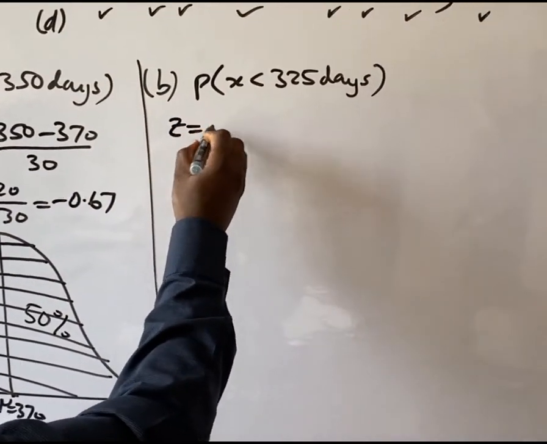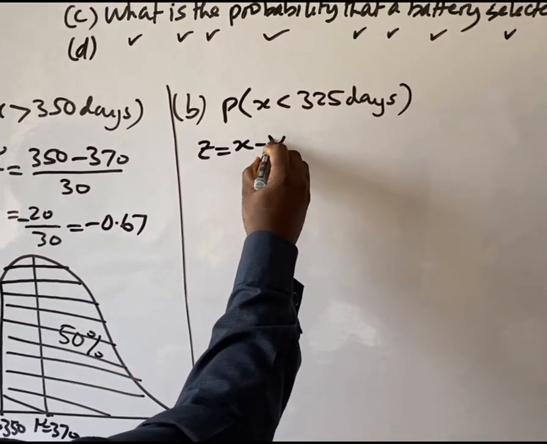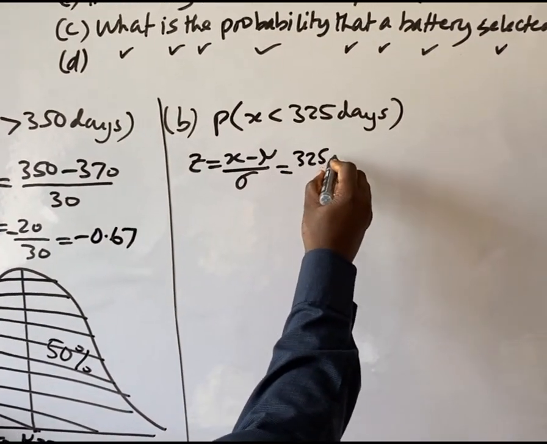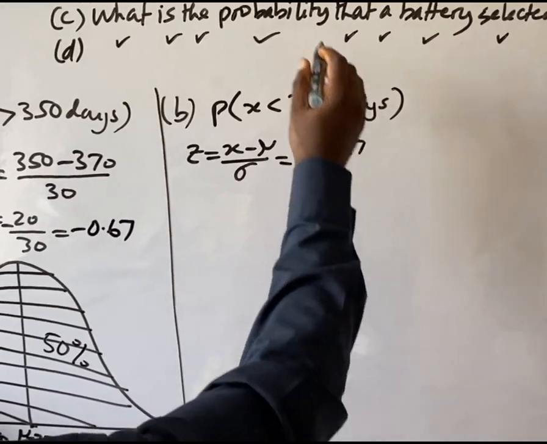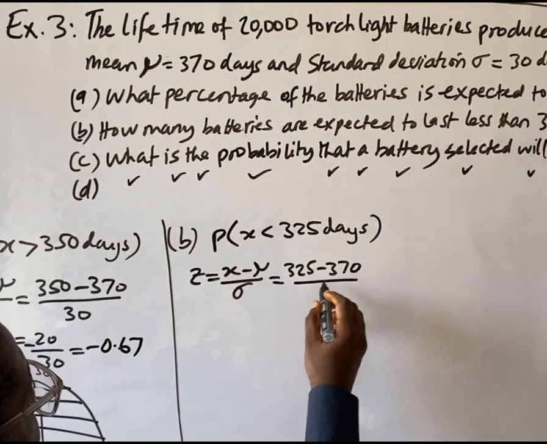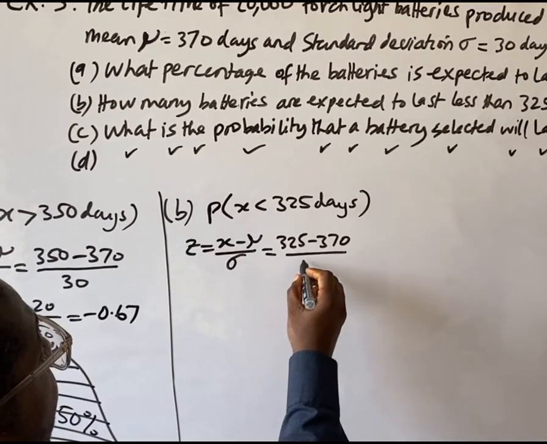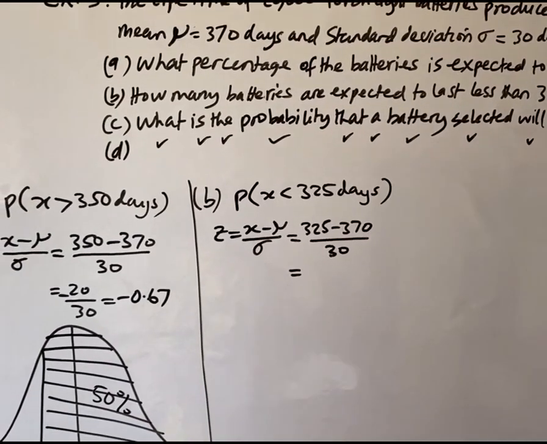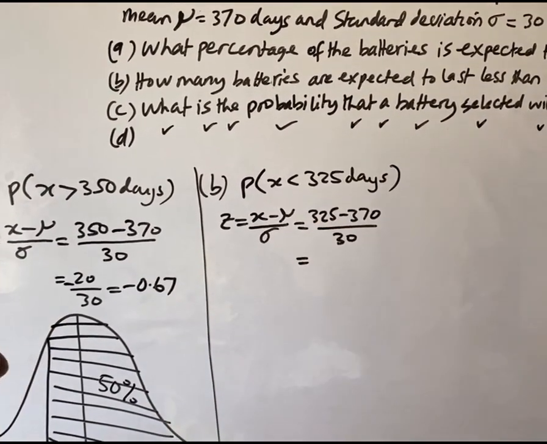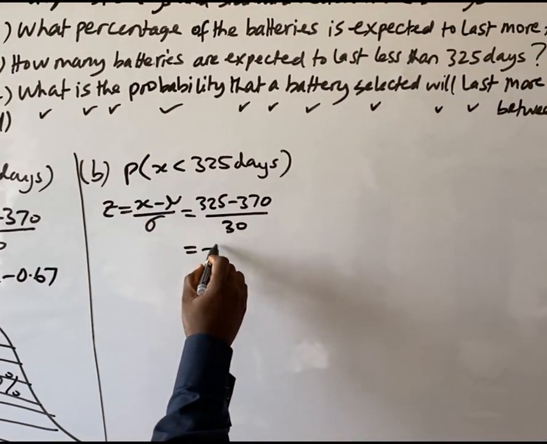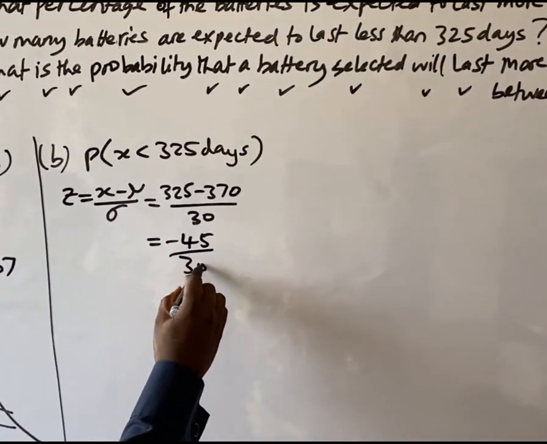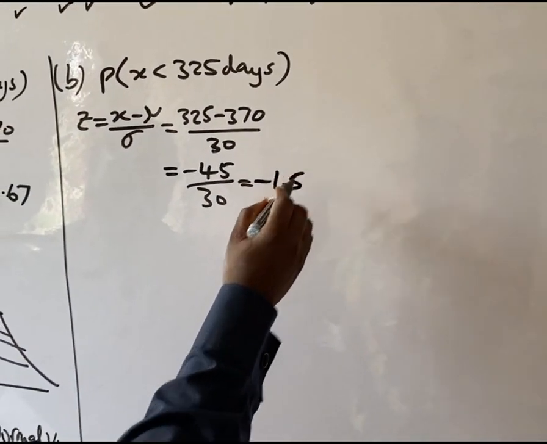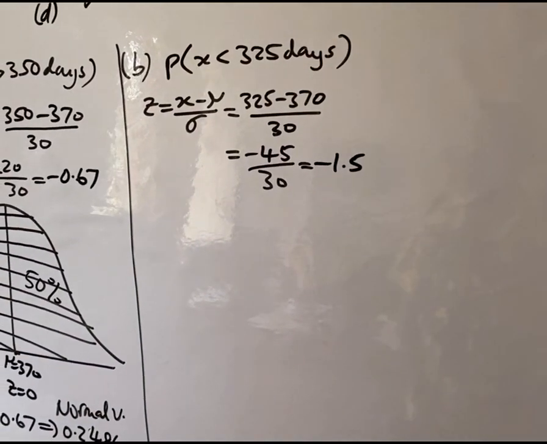Let's now do our Z score: X minus mean, all over standard deviation. This will give us 325 minus 370, where the mean is 370, divided by a standard deviation of 30. So what would that give us? That will give us minus 45 divided by 30. This will give us what? Minus 1.5.